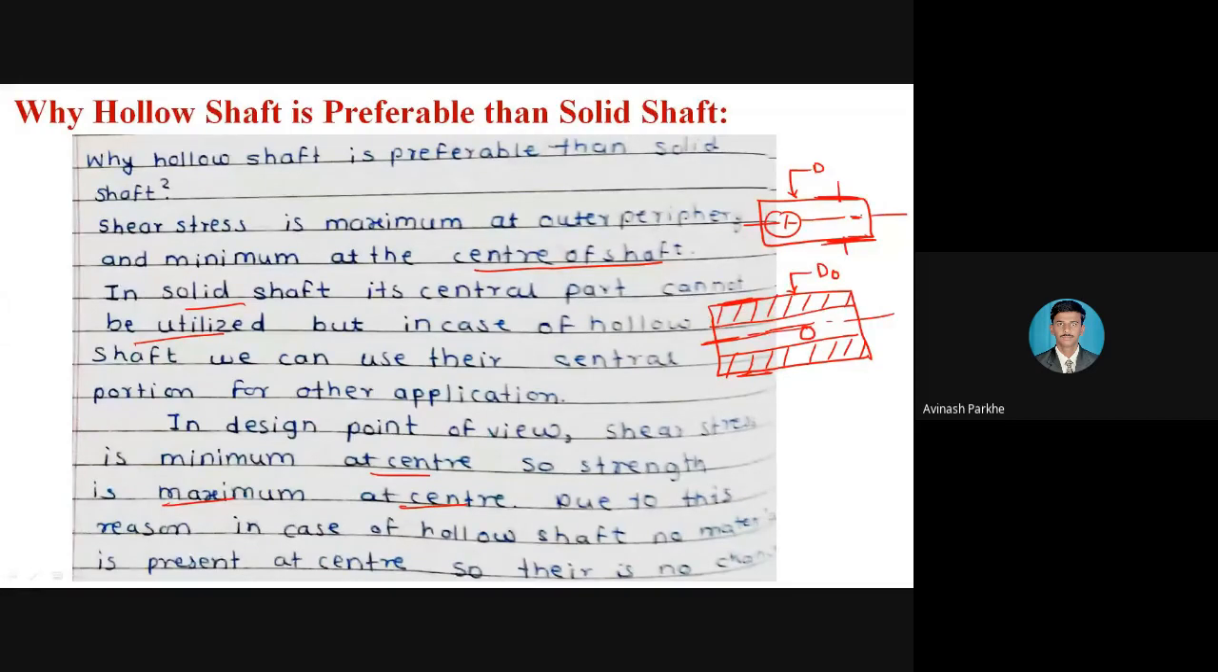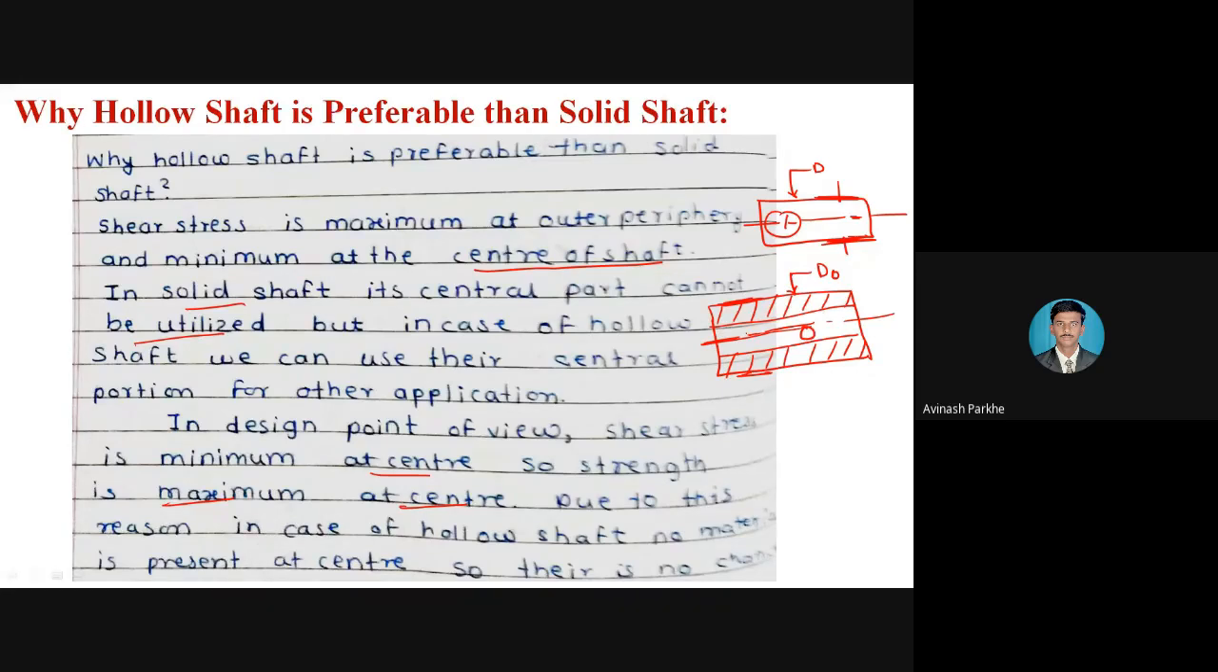But in a hollow shaft, shear stress is developed at the outer diameter, no problem, but at the central portion no shear stress is developed, because no material is present there. In a hollow shaft, if material is not present, no shear stress will be developed. हवेमध्ये किंवा कॅव्हिटी मध्ये कधीच स्ट्रेस डेव्हलप होत नाही. Therefore in a hollow shaft, at the central position no shear stress will be developed. Therefore the hollow shaft is more preferable as compared to the solid shaft. This is the first reason.